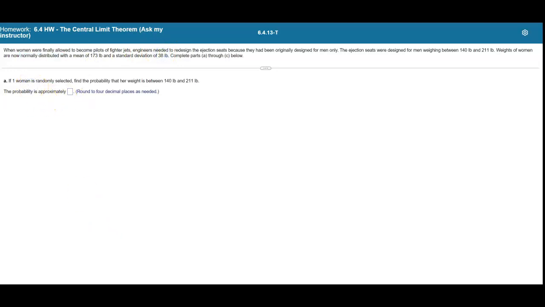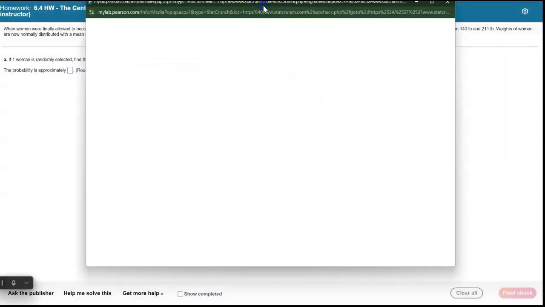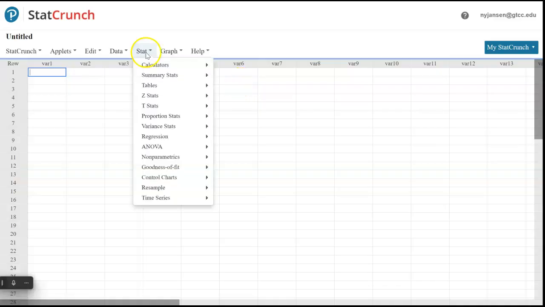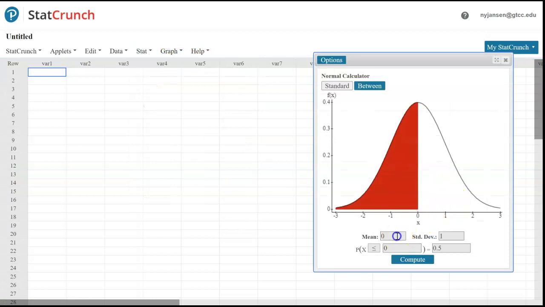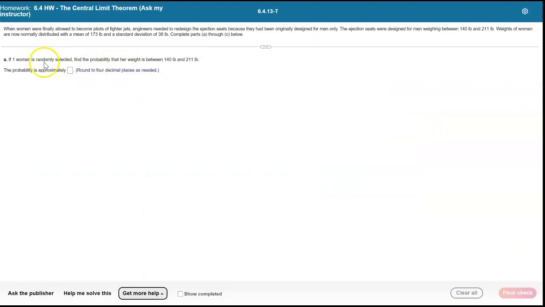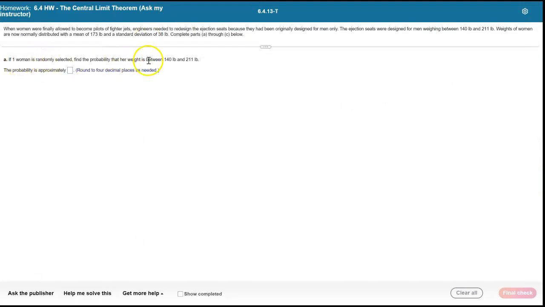So part one, I am actually going to adjust this, and I'm going to use StatCrunch to solve it. So I'm going to go to Stat, Calculators, Normal, and I'm going to enter in the mean and the standard deviation that they gave us. The mean was 173 and the standard deviation was 38. But this time up here, I'm going to click between, because what we're actually trying to find is the probability that the weight is between 140 and 211.